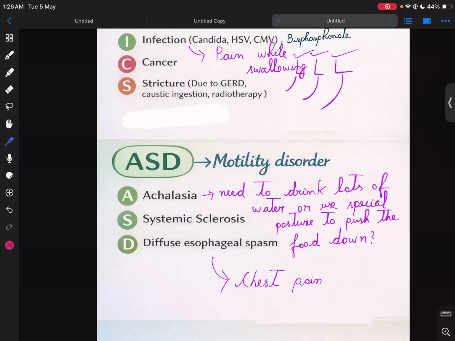Actually, in our respiratory session, we'll discuss the approach to hoarseness of voice. This hoarseness of voice is mostly due to recurrent aspiration affecting the larynx. But the voice change, that is nasal voice, will happen in case of oropharyngeal dysphagia. A systemic sclerosis patient will not have that nasal voice. He can have hoarseness of voice due to recurrent aspiration.